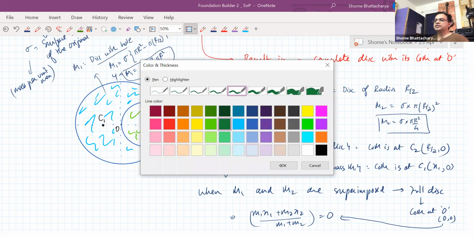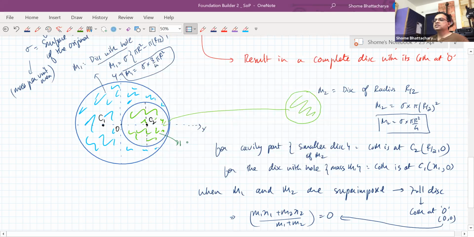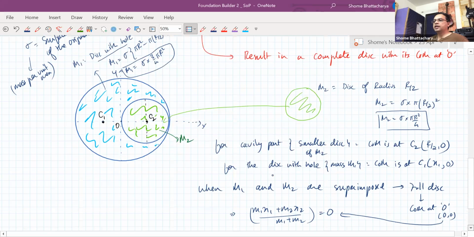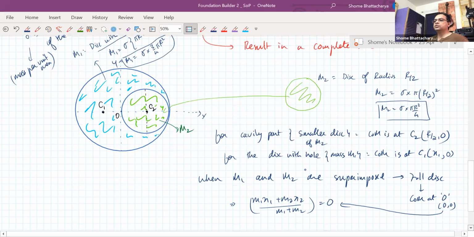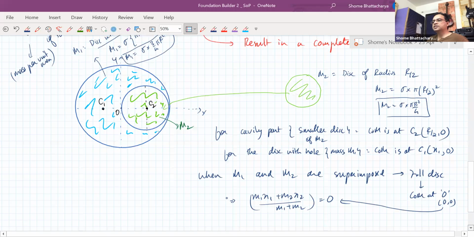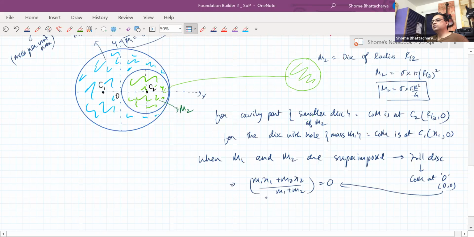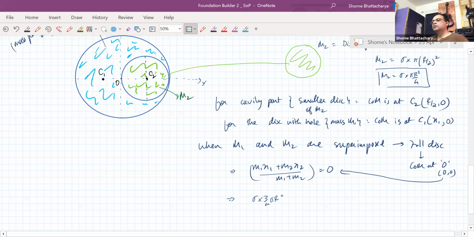So this step that we have written finally over here is what we call the superposition step. We are superimposing the two masses and their center of mass is coming back to the origin. Now in this, x1 is unknown, x2 is known. So I can replace M1 with sigma into 3 by 4 pi r square into x1, which is unknown, plus sigma into pi r square by 4 into x2, which is r by 2.